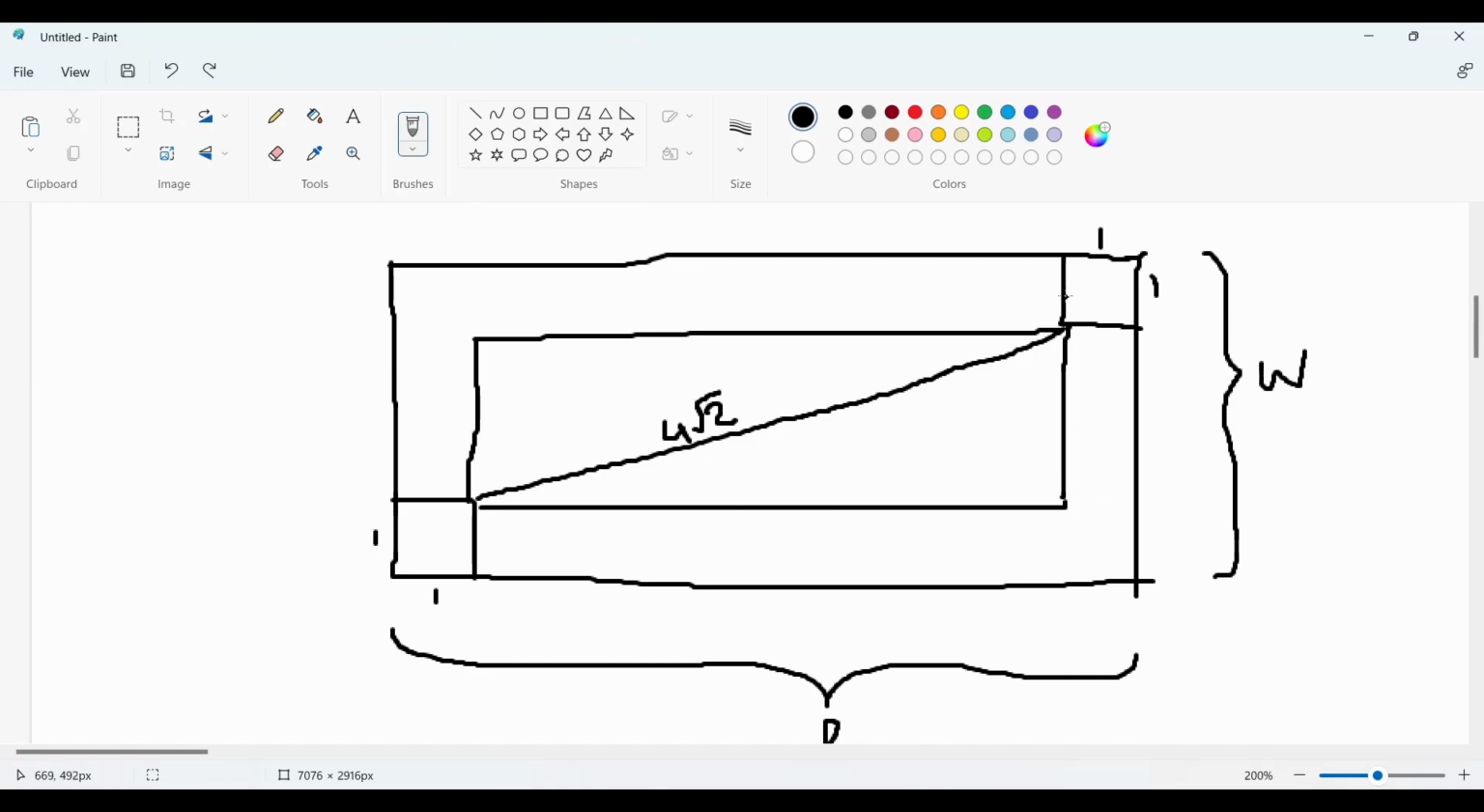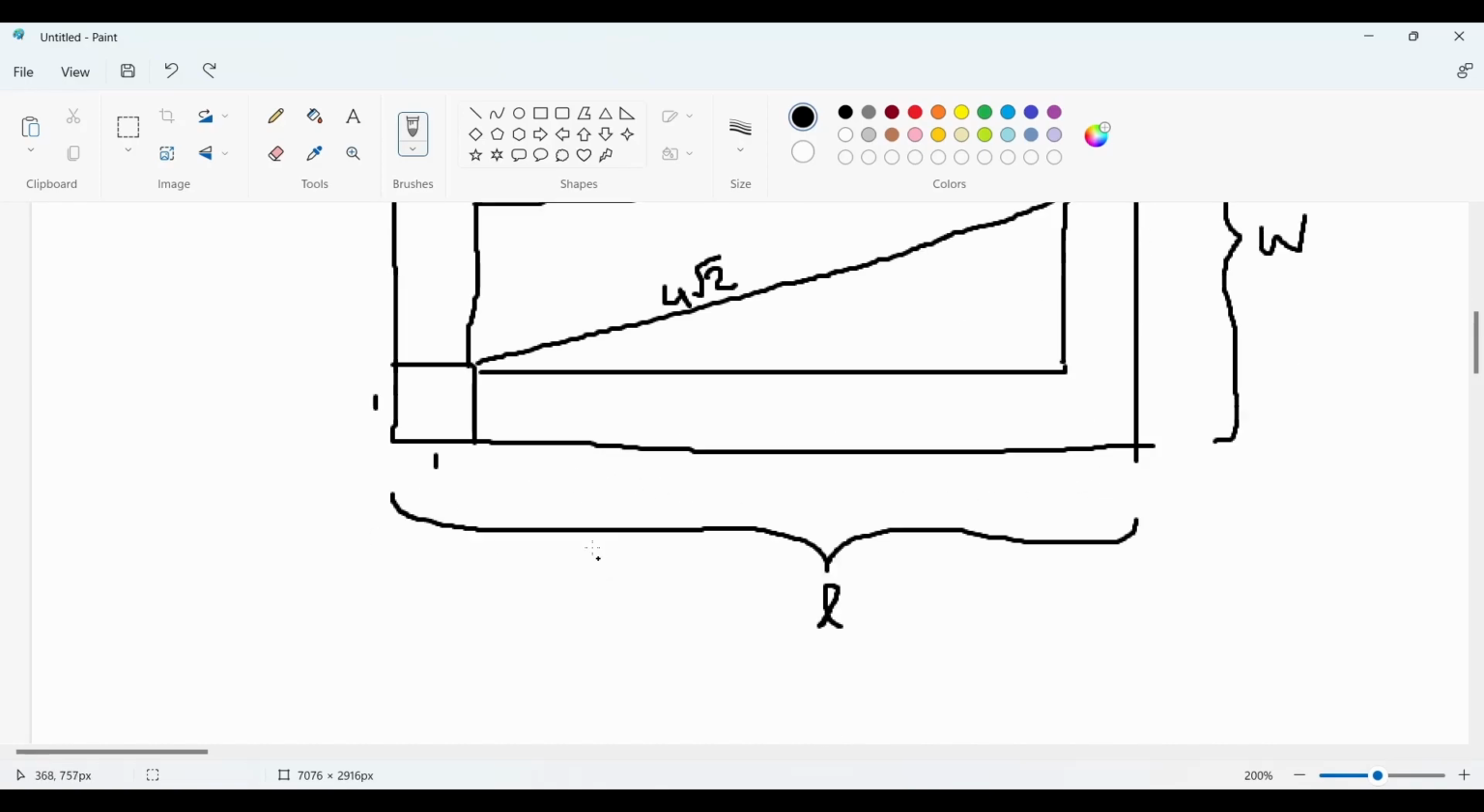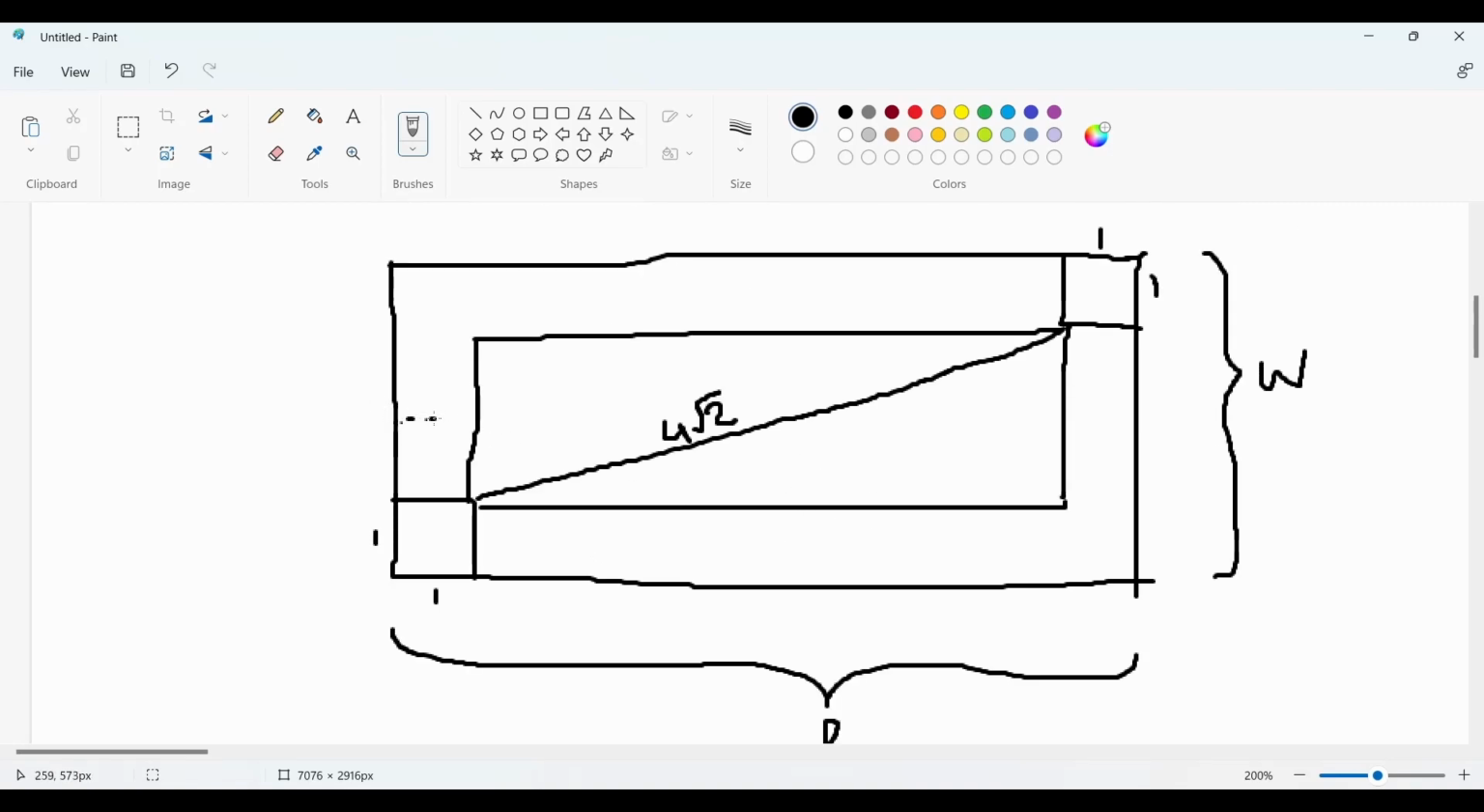Notice that the length of this rectangle is just 2 less than the length of this outer rectangle, because this horizontal distance is 1 unit, because it's parallel to this side length, and so this is also 1 unit. So the length just becomes 2 units shorter than the original length of the index card. So L minus 2 is the length of this rectangle. And similarly, we have a vertical distance of 1 unit and a vertical distance of 1 unit here. And so W minus 2 is the width of the smaller rectangle.